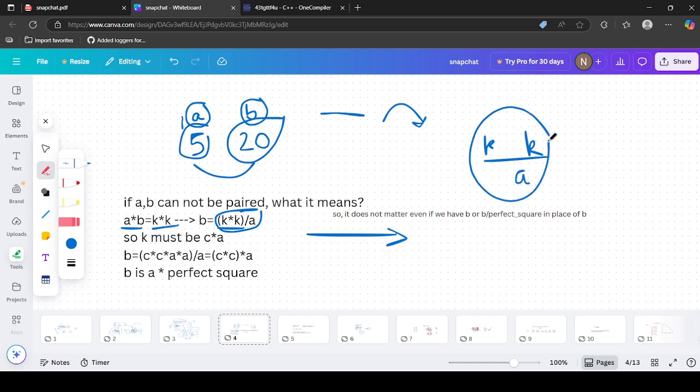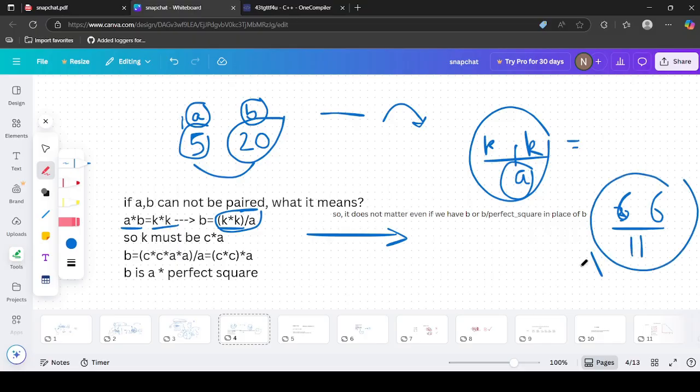So what does it mean? Because A should be cancelled with this, right? Or how can we get an integer? For example, we have 6 into 6 by 11. Is this a possibility to get an integer? No, because we must have K equal to some A into P, so that A will be divisible and we get an integer.